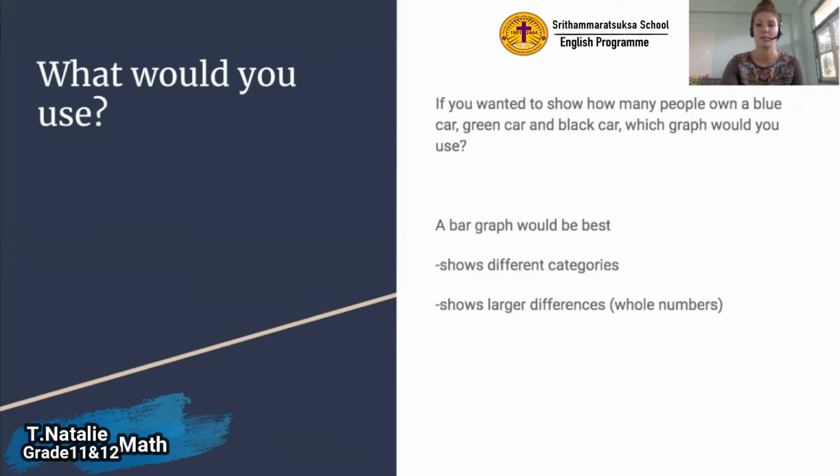If you said bar graph, you would be correct. A bar graph would be best because it shows different categories. So the colors would be the different categories. And it also shows larger differences. So in a car, we would only be using whole numbers. Obviously, you can't own half of a car. So we would only look at whole numbers, which would be a larger difference. It would be easier to see on a bar graph.